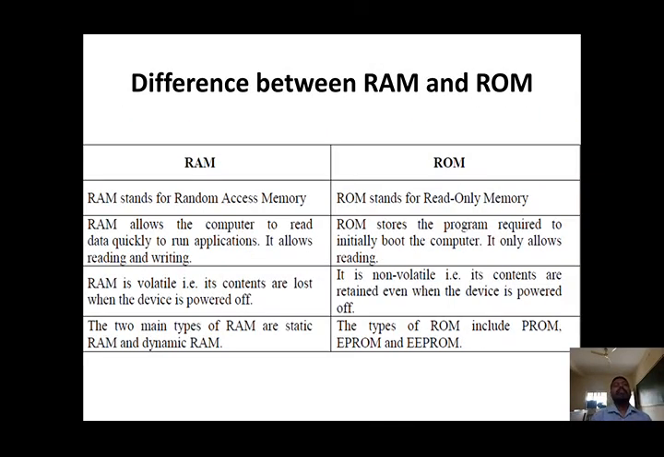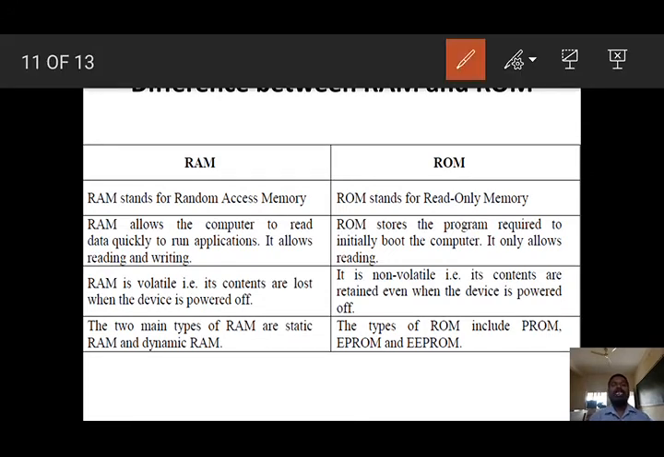Understand? Next, difference between RAM and ROM. The first difference is the expansion: RAM expansion is random access memory, ROM expansion is read only memory. Second difference, which type of data we are storing in the RAM and which type of data we are storing in the ROM. First, RAM allows the computer to read data quickly to run applications. So we are storing instructions to run applications. Whereas ROM stores the program required to initially boot the computer. So in ROM we store the instructions to boot the computer.